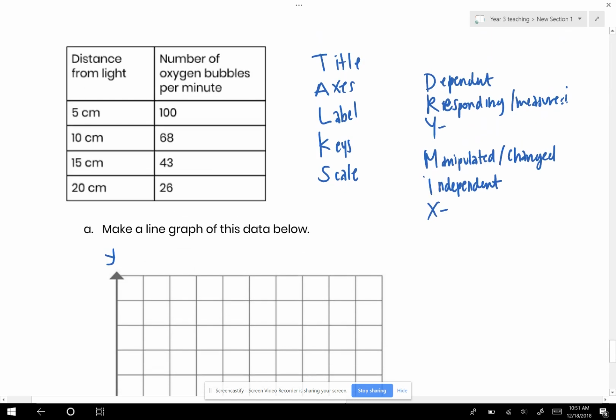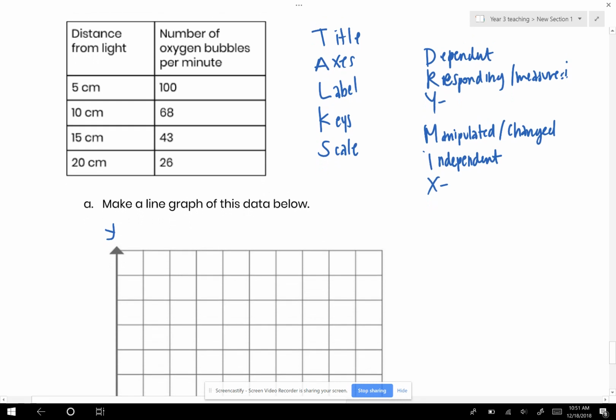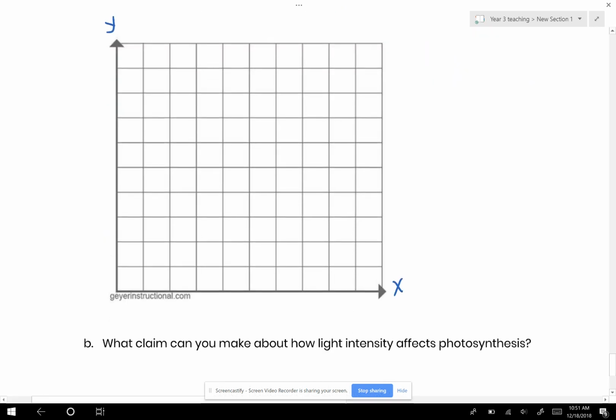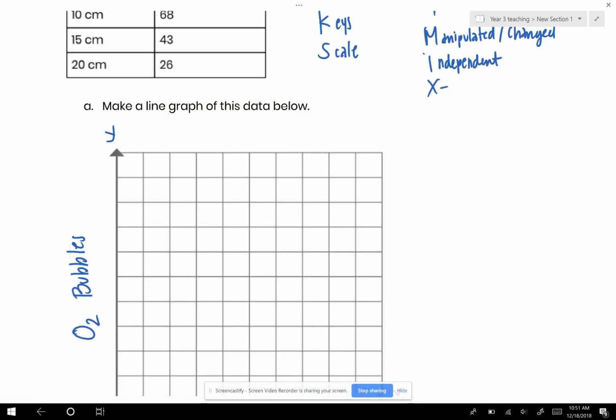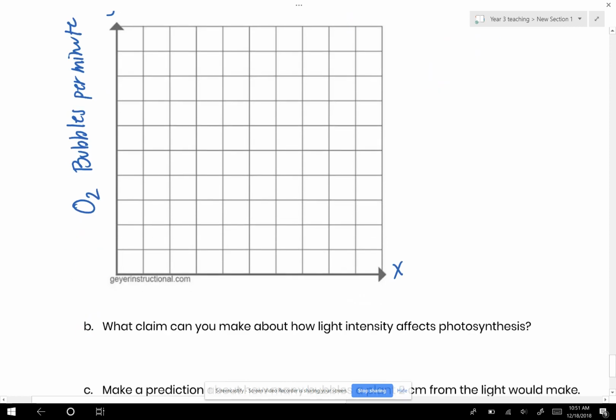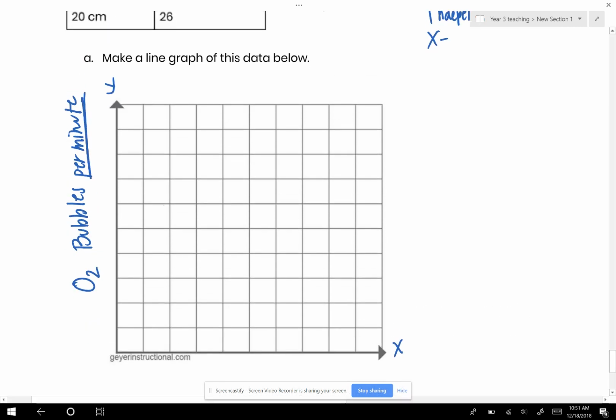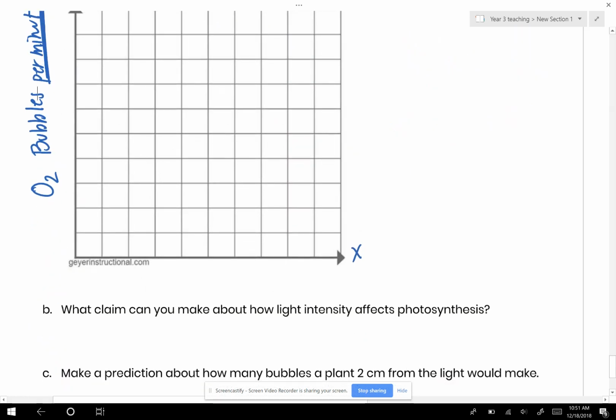Since we are measuring the number of oxygen bubbles, that is going to go on our Y. So we're going to write O2 bubbles. And we're not quite done if we just write O2 bubbles. We have to write per minute. All right, so that would be my complete label because it has this per minute. This is our unit. And then that would leave our distance from light down here.